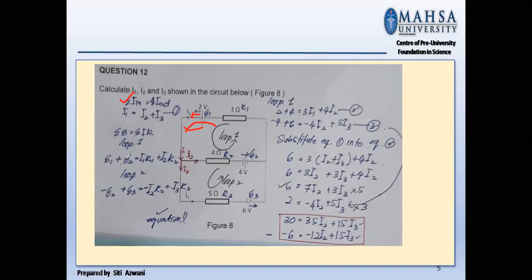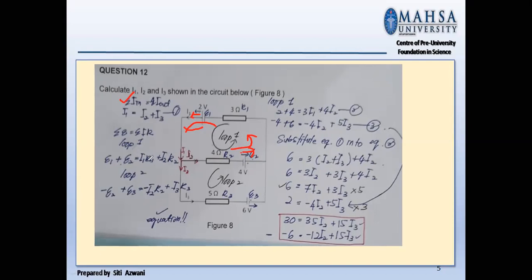How about the E2? E2 is also positive because the direction of your battery E2 is to the right, and the loop direction is also going to the right. So you must write the positive sign for your E2 term here.